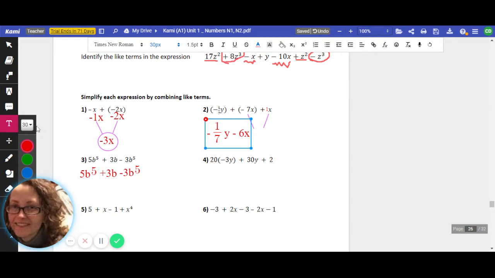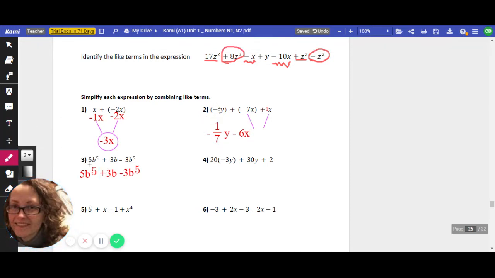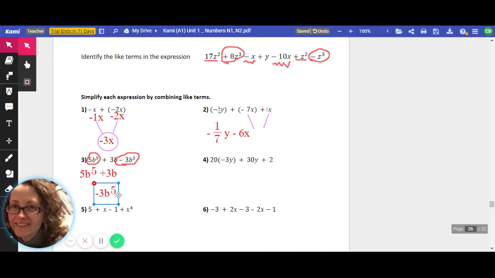So here for number 3, let's go ahead and circle my like terms. I have this 5b to the 5th power. Well, which one of these terms is like this one? That would be this last term. Okay, just that last one. So I have 5b cubed, 5b to the 5th and -3b to the 5th.